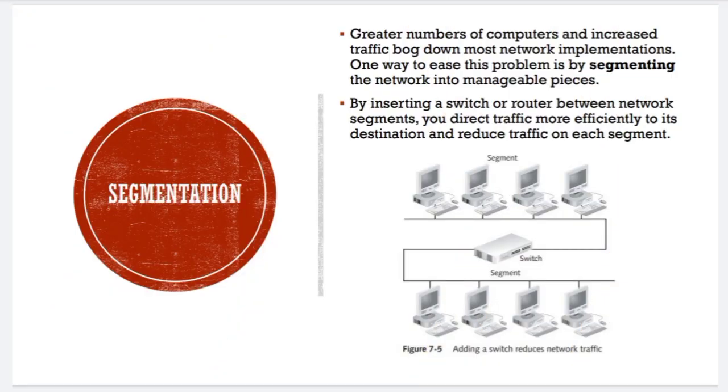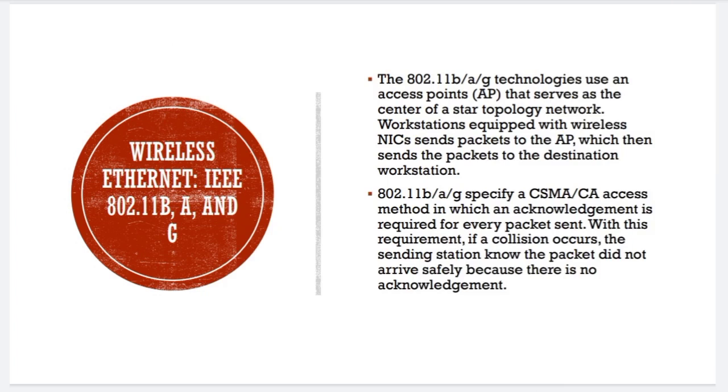Segmentation. Greater numbers of computers and increased traffic bog down most network implementations. One way to ease this problem is by segmenting the network into manageable pieces. By inserting a switch or router between network segments, you direct traffic more efficiently to its destination and reduce traffic on each segment. Wireless Ethernet, the IEEE 802.11b, a, and g.